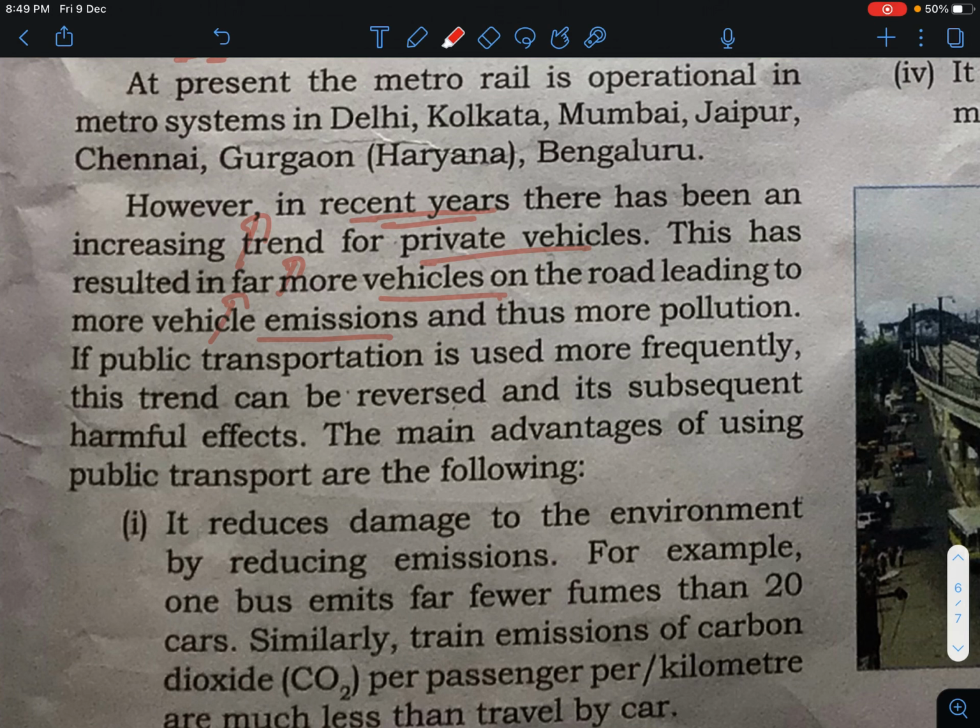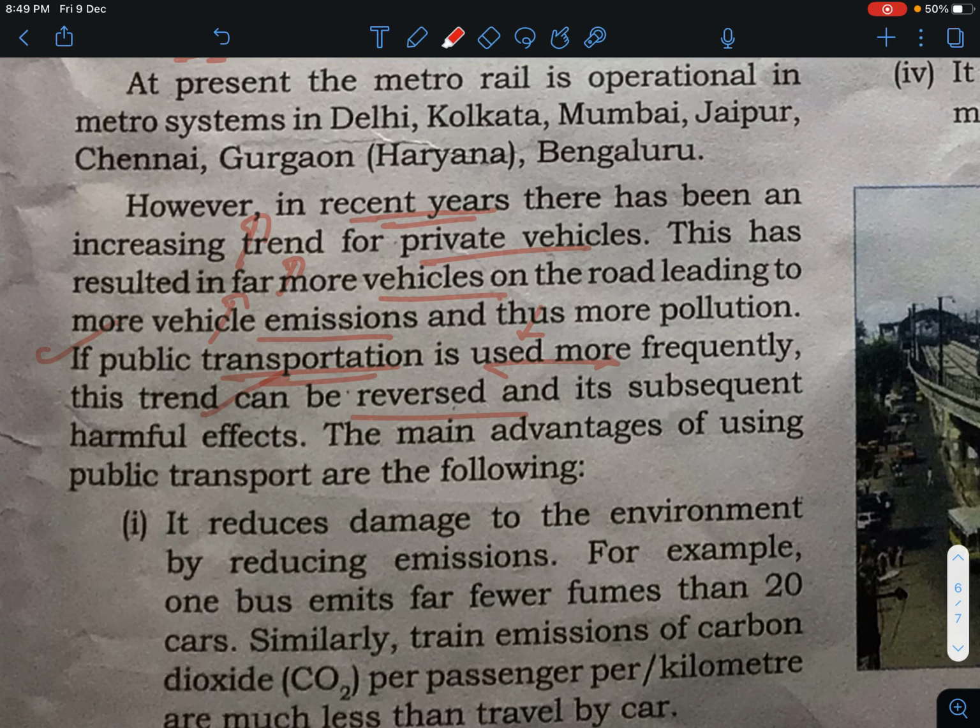If we focus on public transport, then the buying of private vehicles is going to reduce. So we are reversing the trend and reducing its harmful effects.